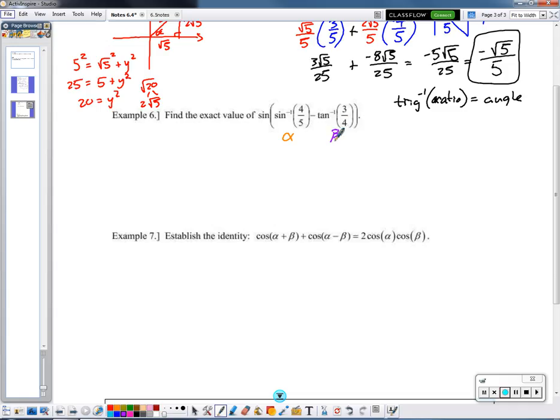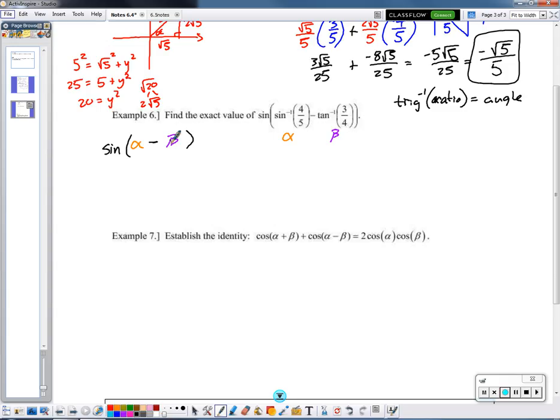Then I'm going to have to figure out my missing sides, because if I'm trying to find the sine of the difference of two different angles, alpha minus beta, what I want to do is figure out the individual sine and cosine values of alpha and beta using my two triangles. And then that'll help me find my missing pieces.